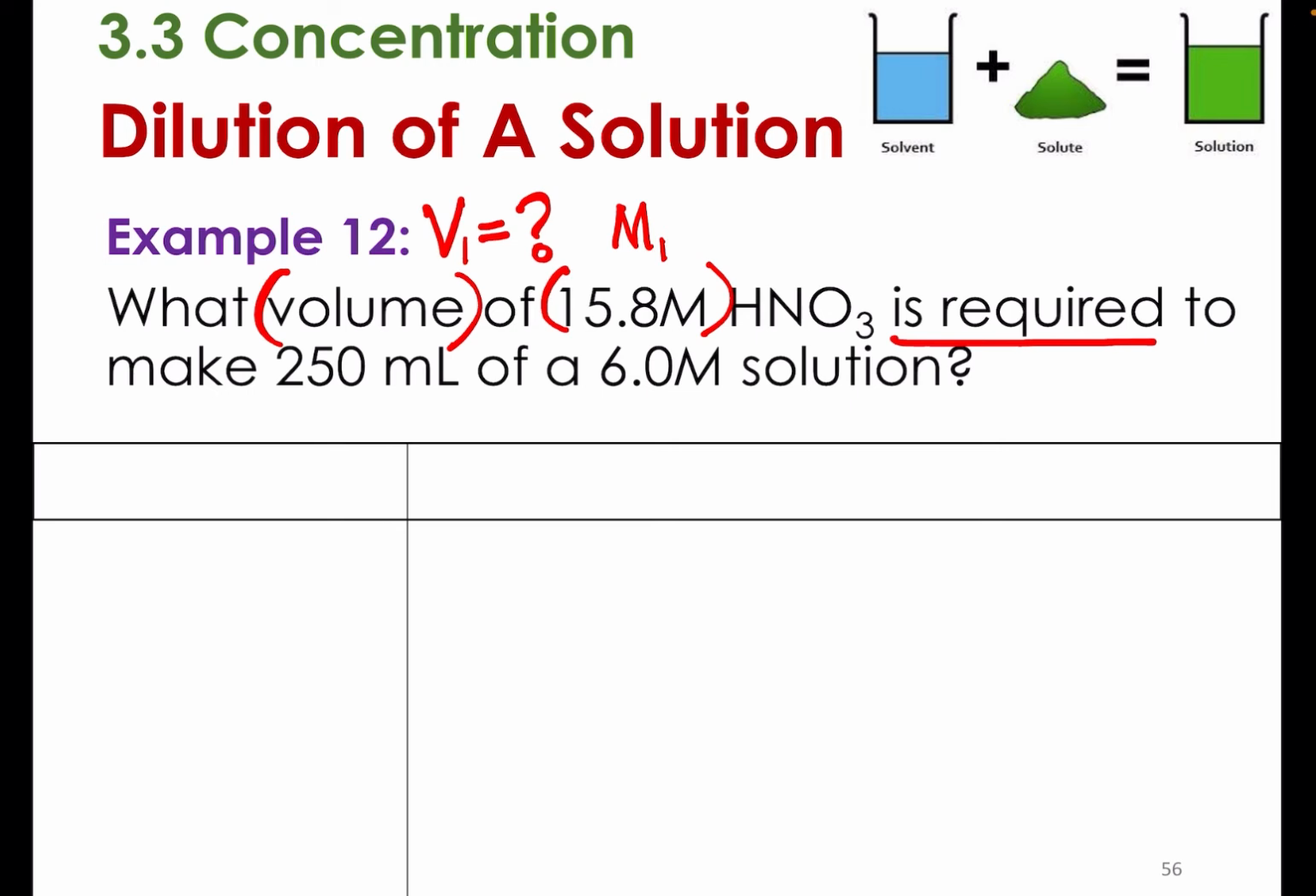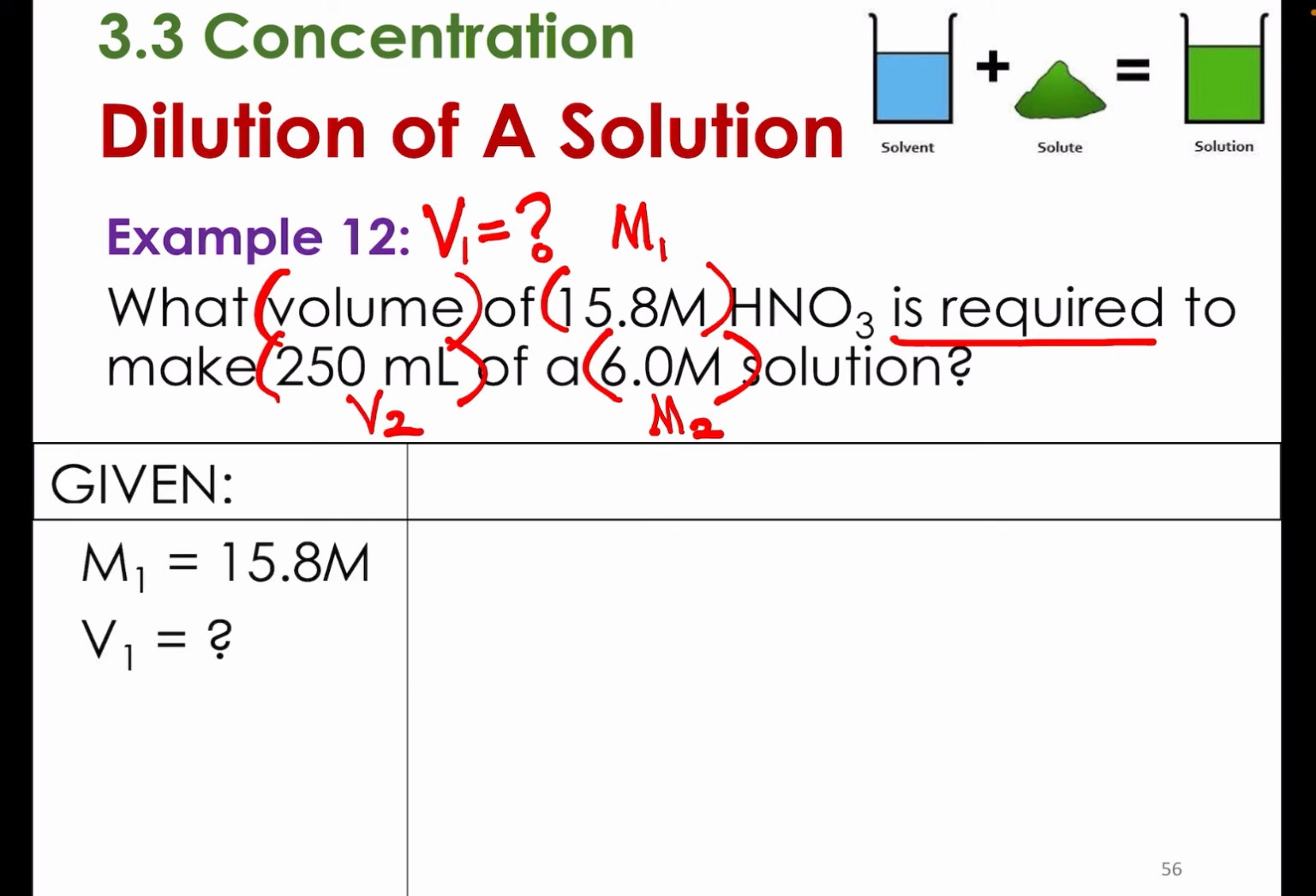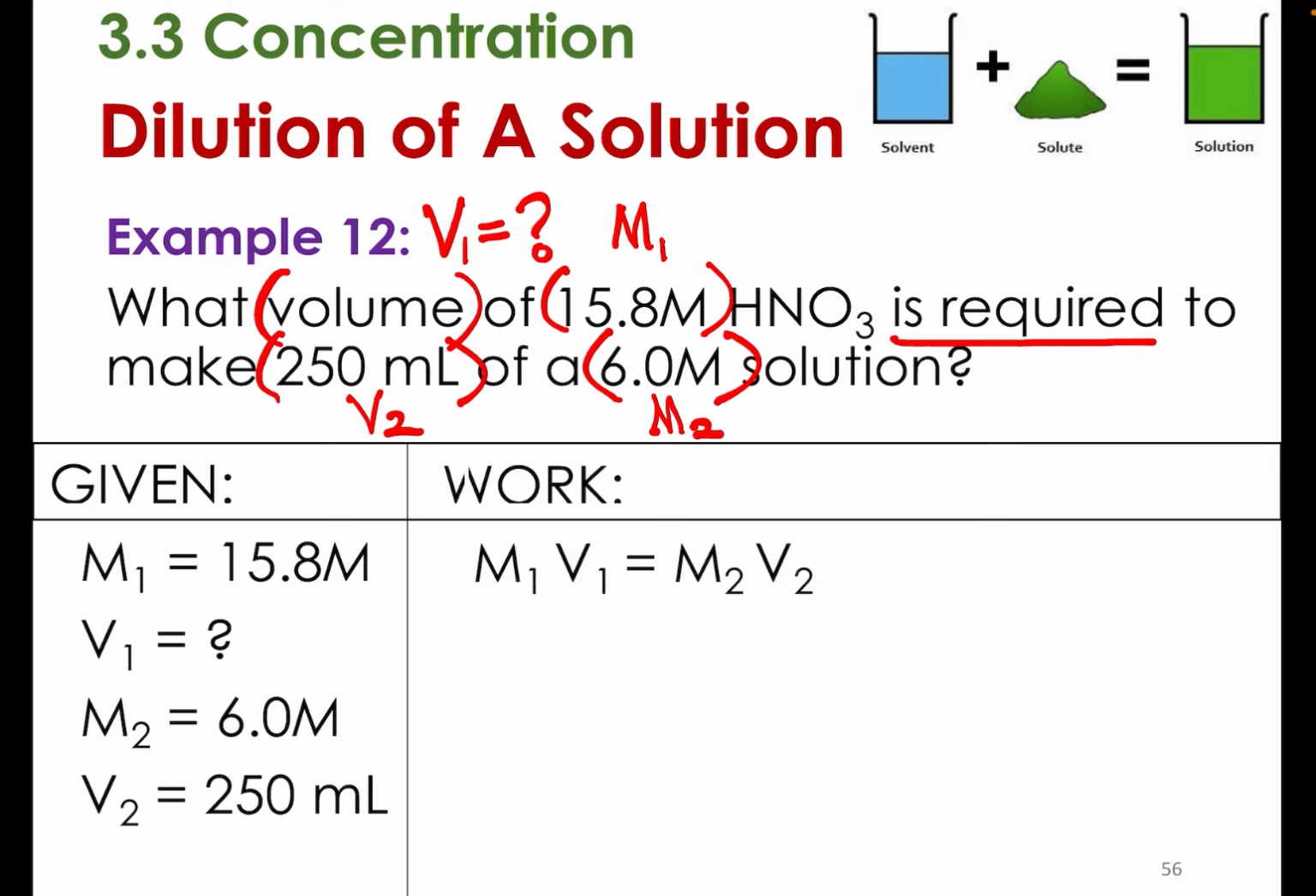So once I got the value, right now it's required to make 250 ml for V2 and this one for M2. So this information is given from the question. So you put the value M1, V1 that you want to find out, M2 and V2. And now how you want to do that? Put into the equation. So you have the formula M1 V1 equals to M2 V2.